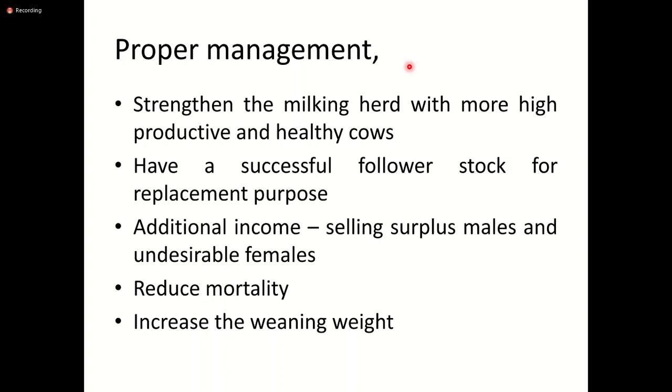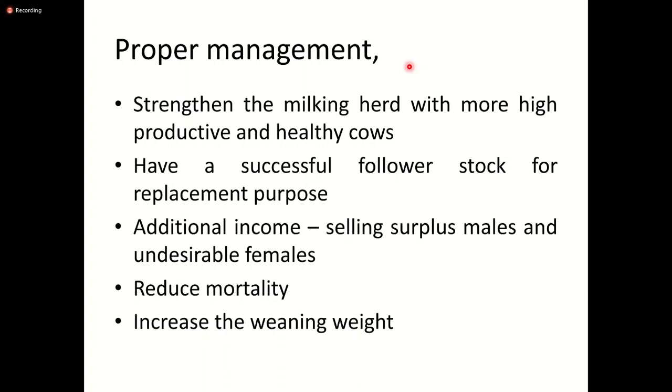Then we can increase the weaning weight of these animals. Weaning means when we stop the milk. We should be able to have very good growth at the time of weaning, when we are cutting down the milk volume we usually offer these animals. When we stop the milk, these animals should have reached a good body weight. Then we can be sure the animals will survive ahead without trouble.